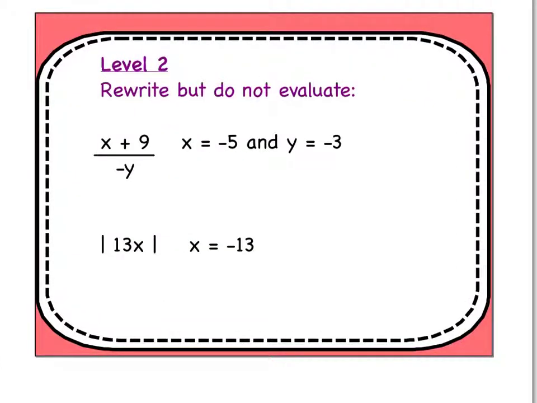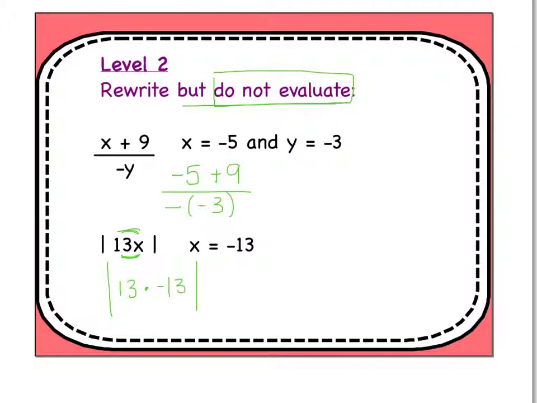Level 3, you're going to start plugging in numbers for the variables, and then in this case it says do not evaluate. So just simply plugging it in, which would make this negative 5 plus 9 over negative 3, or the opposite of negative 3. Now we don't have to solve. The next one, the absolute value of 13, it's going to be times negative 13. Remember, when a number's right next to a letter like this, it's meant to be connected by multiplication. And we don't have to solve. It says do not evaluate, aka do not solve.